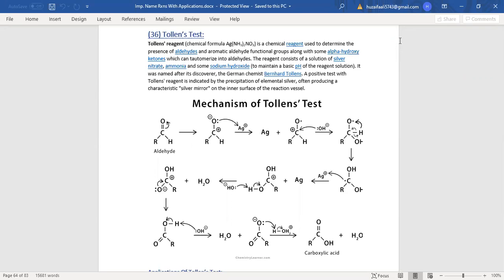A positive test with Tollen's reagent is indicated by the precipitation of elemental silver, often producing a characteristic silver mirror on the inner surface of the reaction vessel. Mechanism of Tollen's test.